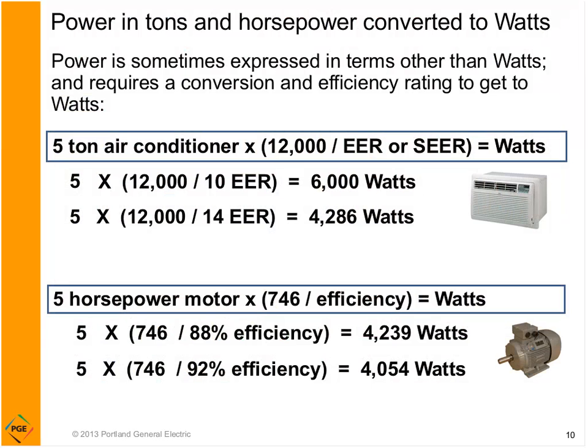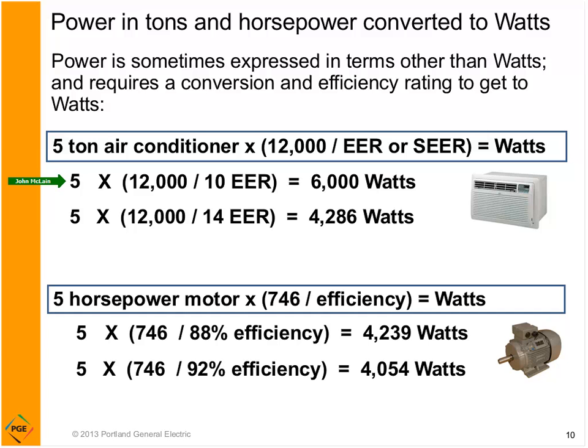In this case, EER stands for Energy Efficiency Rating, or SEER would be Seasonal Energy Efficiency Rating, and there are other terms. You may have to ask your contractor or facility staff or even call the utility. But in this case, we have a 5-ton air conditioner, and its energy efficiency rating is 10. And if you run this little formula, you'll find that it can be converted to 6,000 watts.